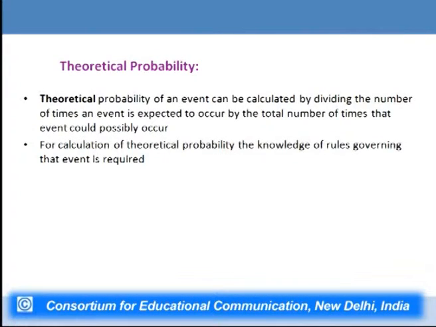Whereas theoretical probability of an event can be calculated by dividing the number of times an event is expected to occur by the total number of times that event could possibly occur. For calculation of theoretical probability, the knowledge of rules which are governing that particular event is essential. We require to know the rules which are governing that particular event in order to calculate the theoretical probability.